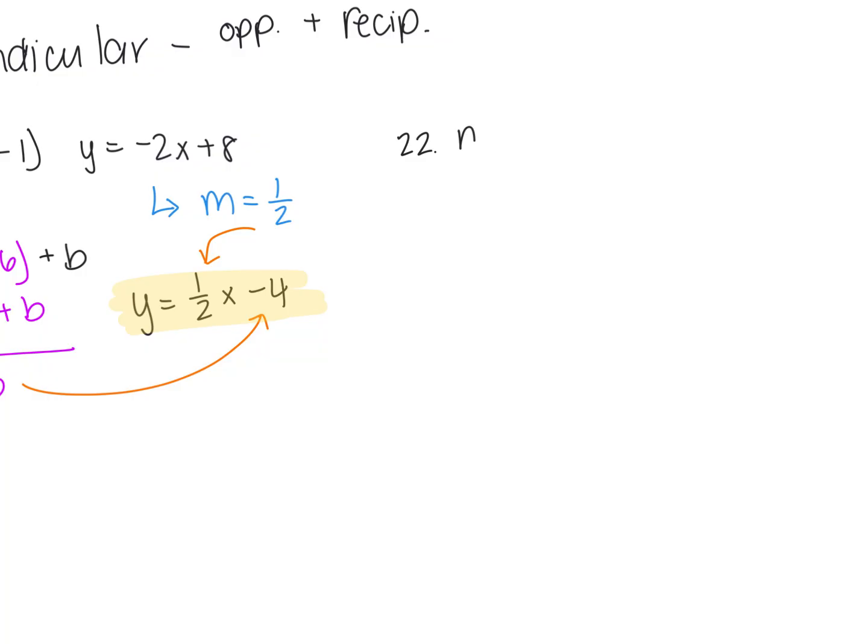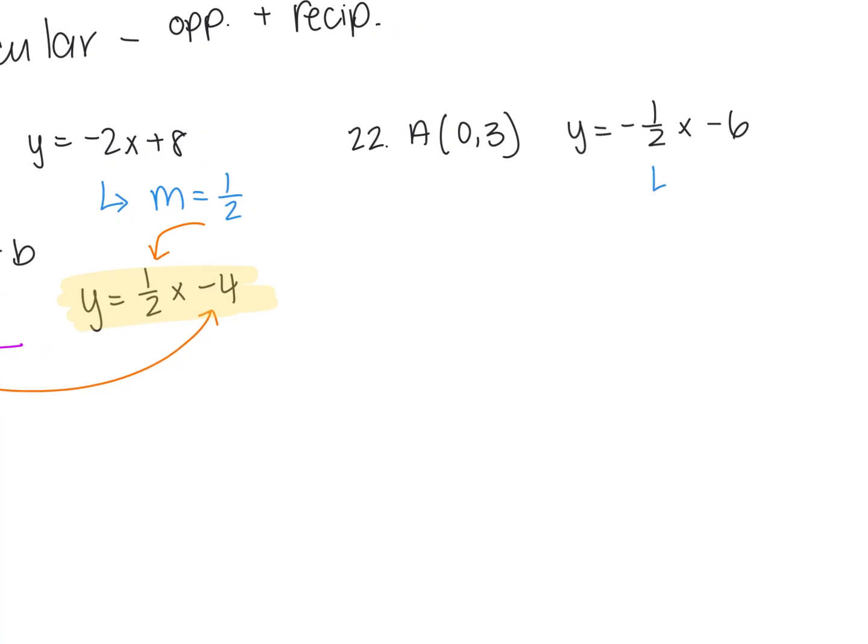Problem 22, I have A, which is (0, 3), and y equals negative 1/2 x minus 6. Same process: first I'm going to find my new slope. What would my new slope be? What's the opposite reciprocal of negative 1/2? Yeah, good. My slope is going to be 2. So that's what I'm going to use when I plug in.